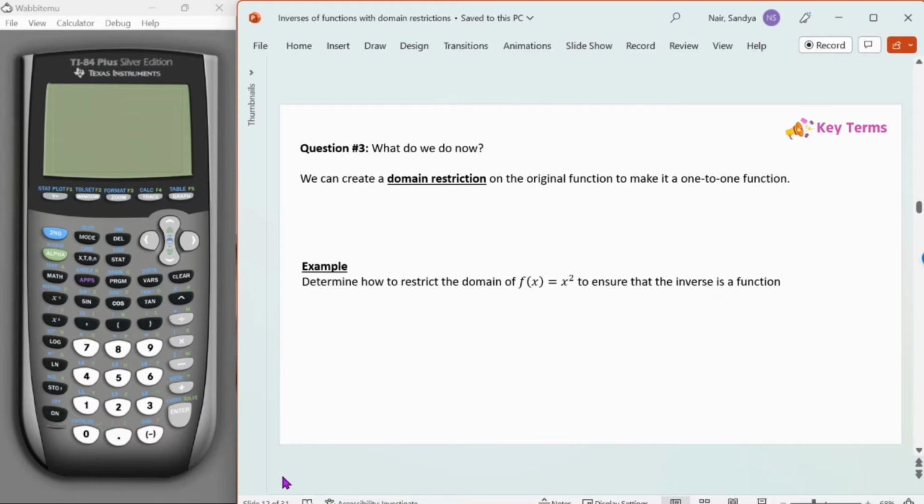Now, how do we fix this problem and make sure that our inverse is a function? Well, what we can do is create something called a domain restriction on the original function to make it one-to-one. So we're going to limit the values of x that we include to make sure that there are no repeated y values. So let's figure out how to restrict the domain of f of x equals x squared to ensure that the inverse is a function.